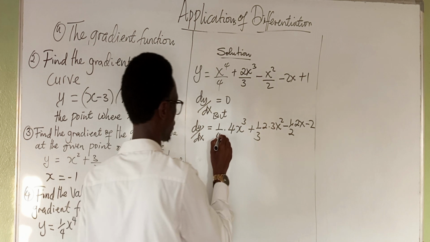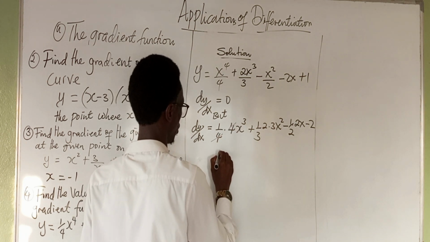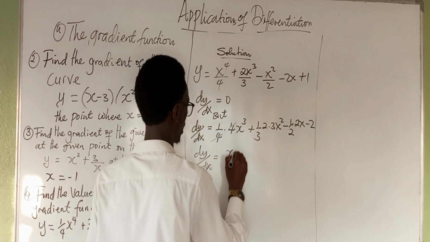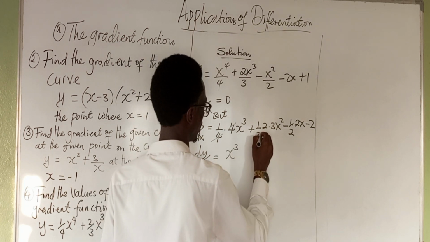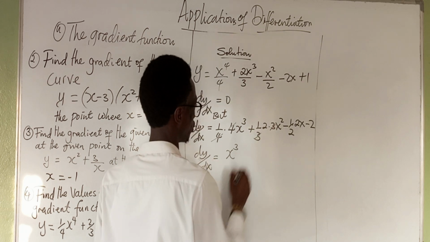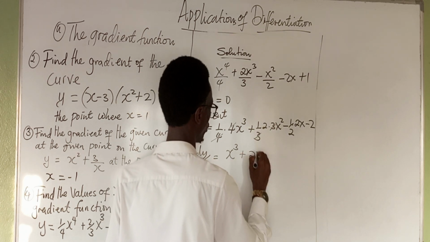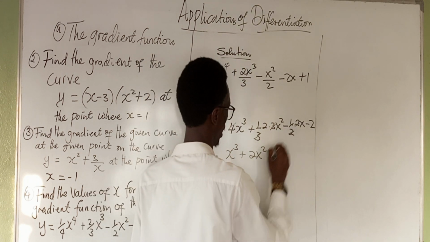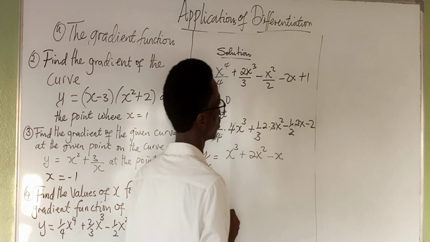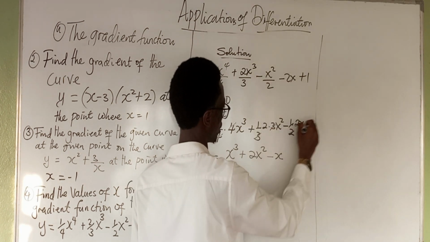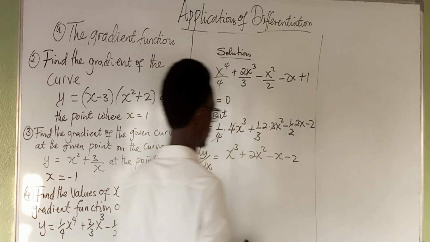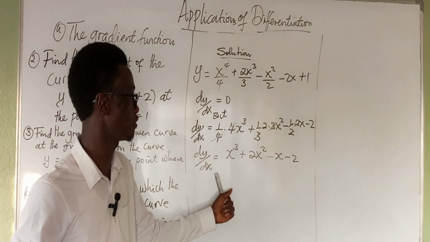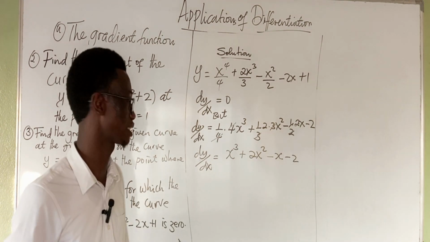Okay, so let's cancel this. This cancels this. So we are left with dy over dx equals to x raised to the power 3. This 3 cancels this 3. So we are left with plus 2x squared. These 2 cancel these 2. So we are left with minus x, which was 2x, and minus 2. So this is what is left after differentiating and cancelling.